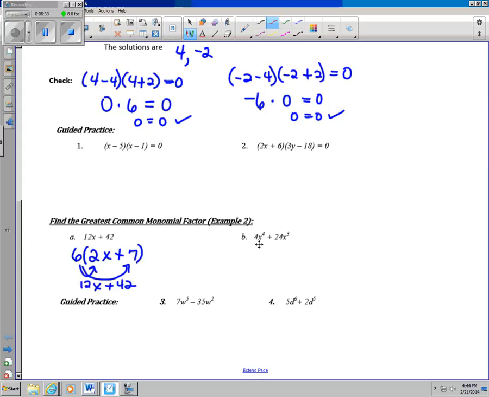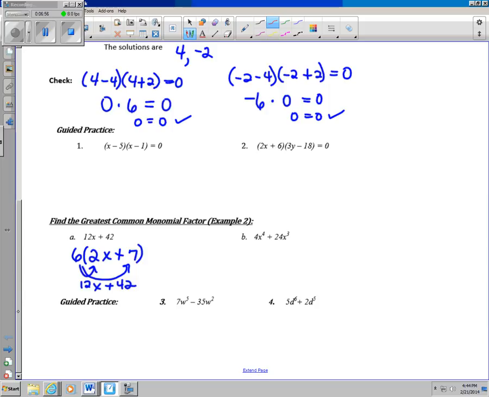Let's look at 4x to the fourth plus 24x cubed. Let's look at our coefficients first. Do they have anything in common? And yes, we see that 4 and 24 both share a factor of 4, a common factor of 4. So we know we can pull a 4 out, or we can divide by 4, and this is the correct way to say it.